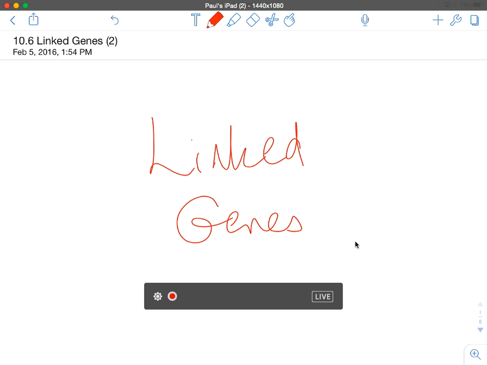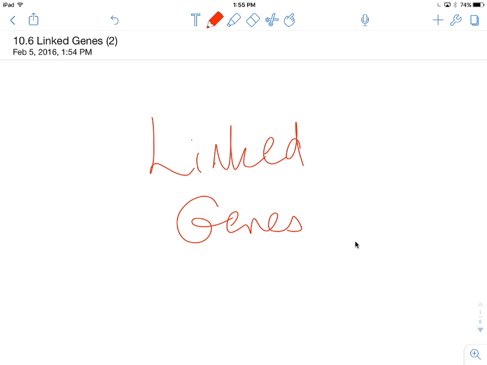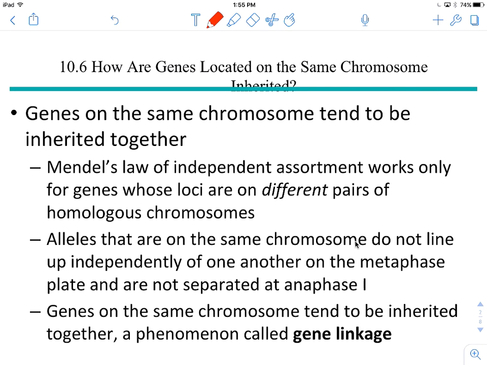Hello, everybody. As we continue our journey through genetics, we're going to talk about linked genes. Up until now, all of Mendel's work basically assumed that the genes he was looking at were on different pairs of homologous chromosomes. In order for independent assortment and the law of segregation to work, those genes needed to be, and were, on different chromosomes. Now, this is not always true.